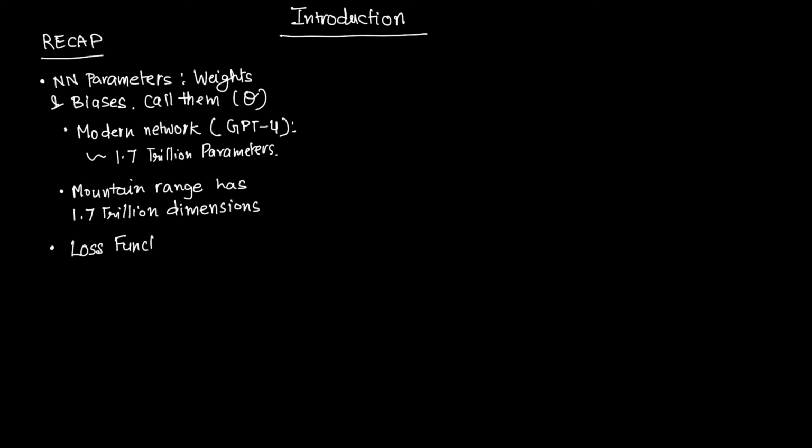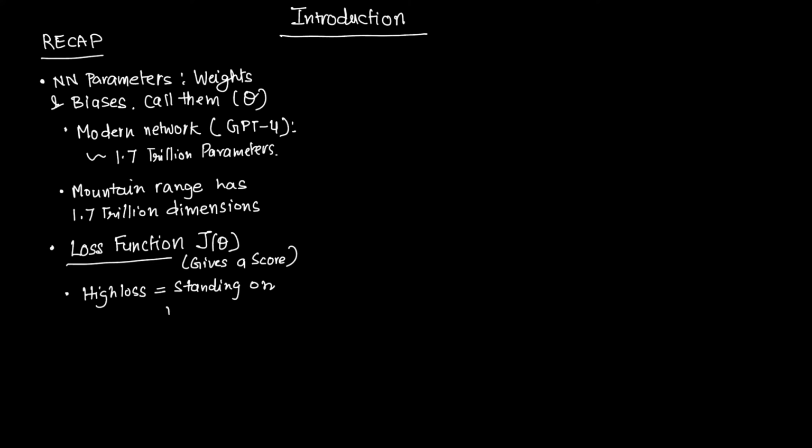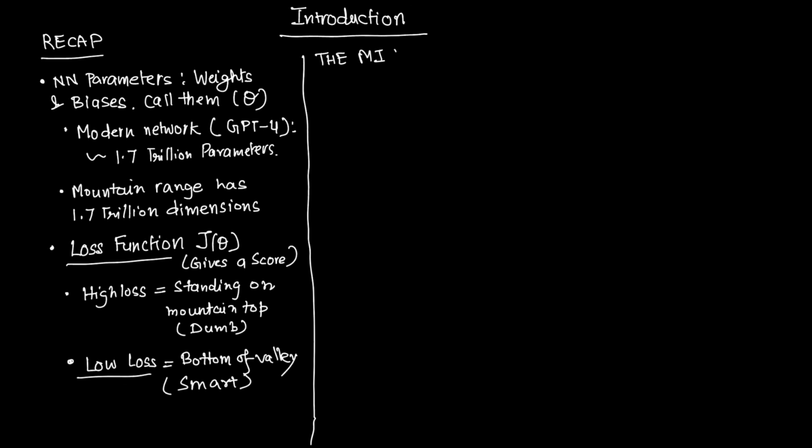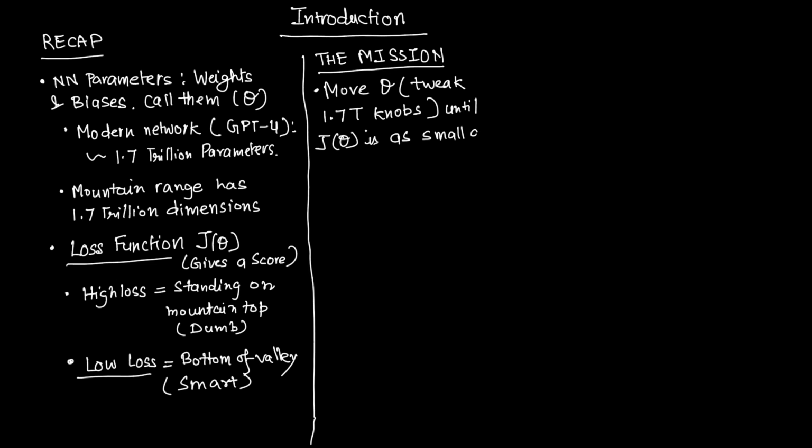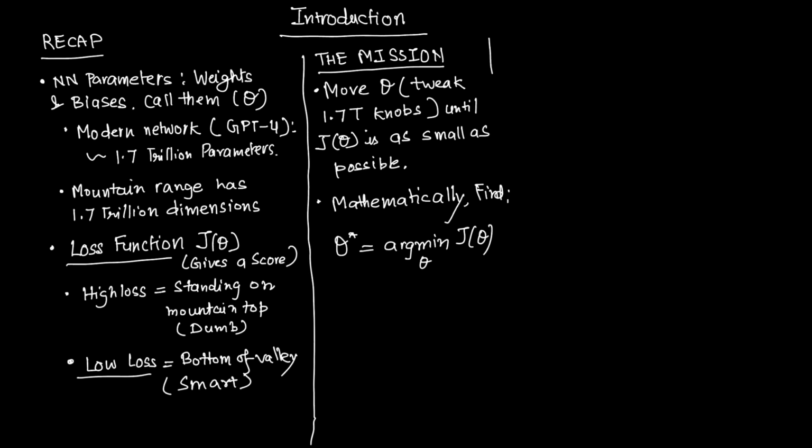Second, we have a loss function J(theta), like mean squared error, that gives us a score. High loss means we are standing on top of a mountain. The model is dumb. Low loss? We are at the bottom of the valley. The model is smart. Our mission is simple. Move theta around, tweak those 1.7 trillion knobs until J(theta) is as small as possible. Mathematically, we want to find theta star such that it is the argmin over all theta of J(theta).